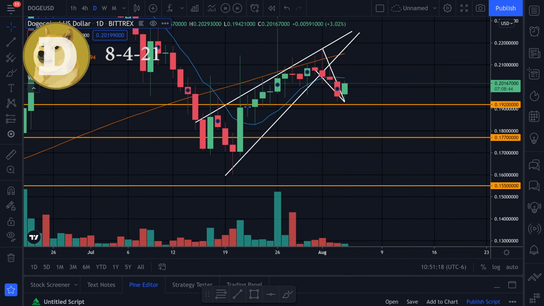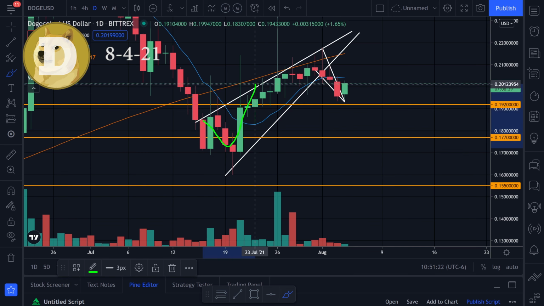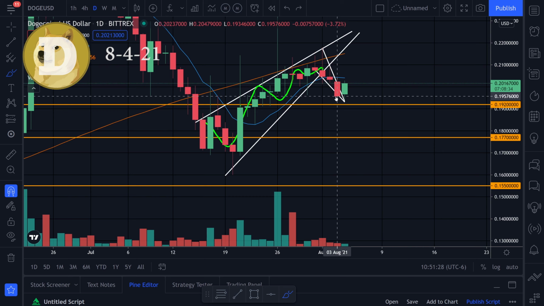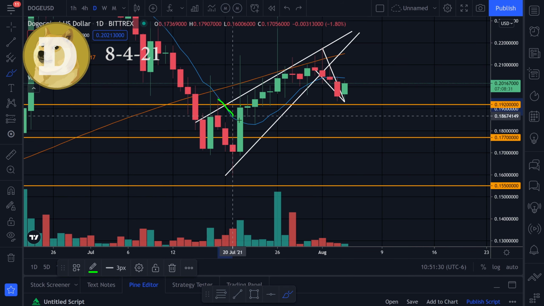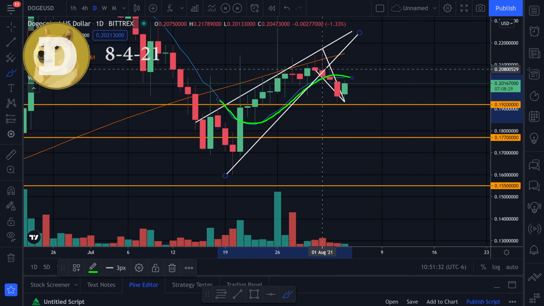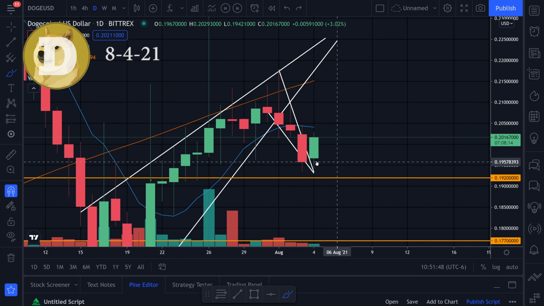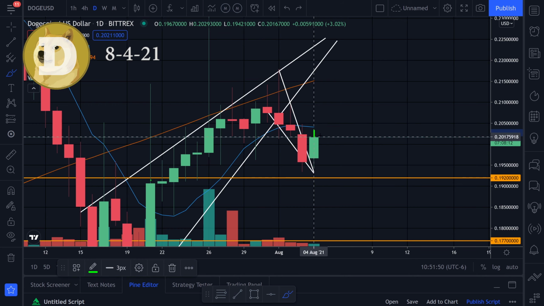Let's take a look at the chart action for Dogecoin. All right, so in my last video, we were looking at this rising wedge we had going something like this. We actually broke to the downside right here, and we broke this 9 moving average that we were watching as well to the downside. Right now, we are still underneath the 9 moving average, which I don't really like, but it looks like we are coming up and testing it.